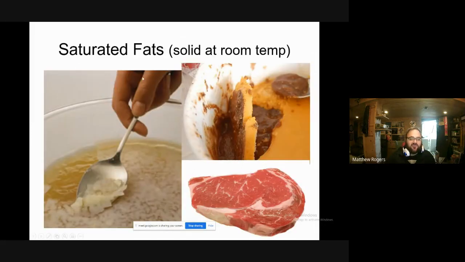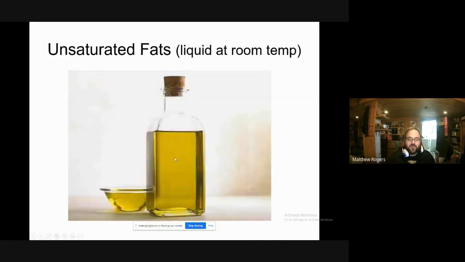Okay, so saturated fats are solid at room temperature. You can see the fats here. You might have seen some fats, like grease from your tacos solidify down and stuff like that. And then unsaturated fats are liquid at room temperature, so they're actually a liquid. Some are kind of in between.